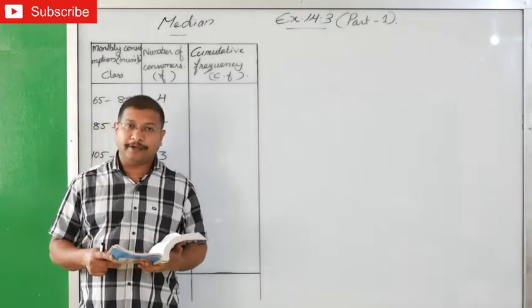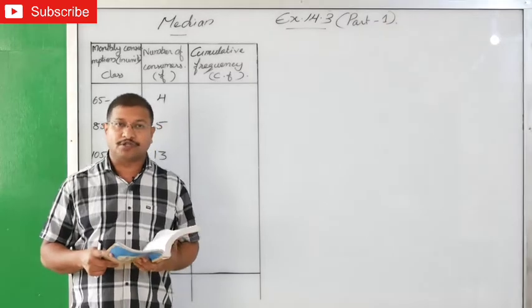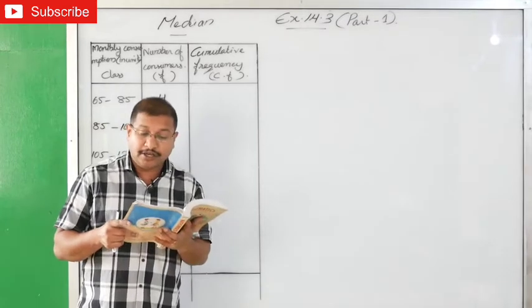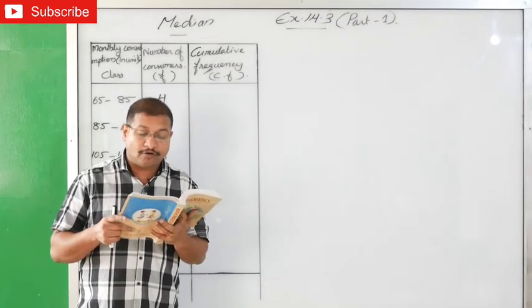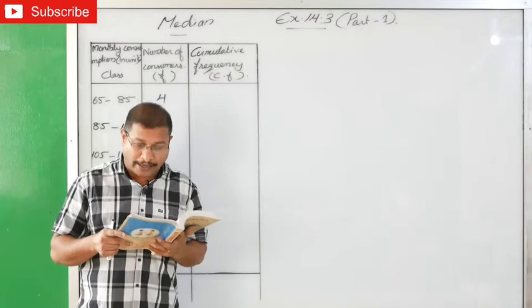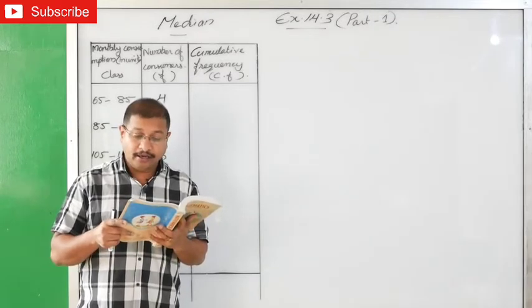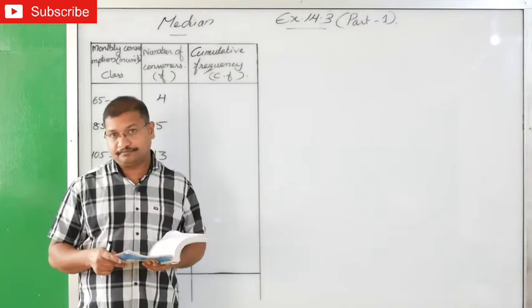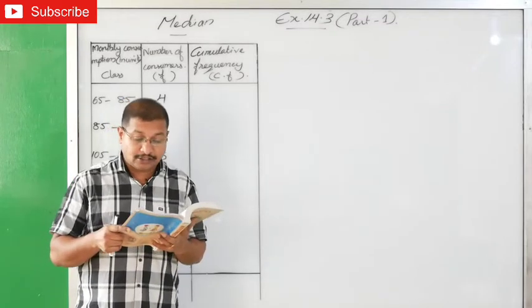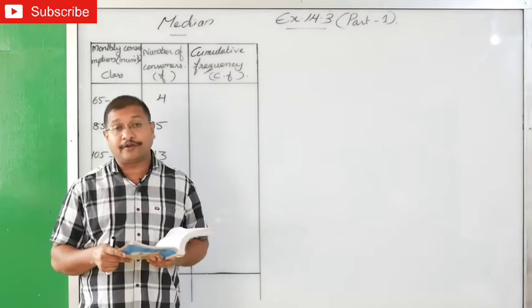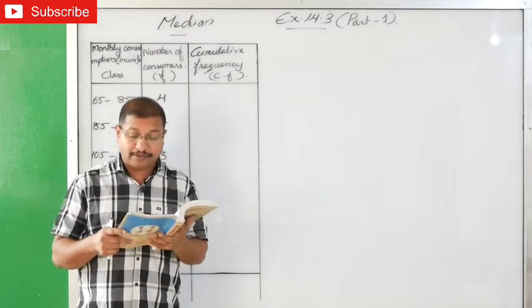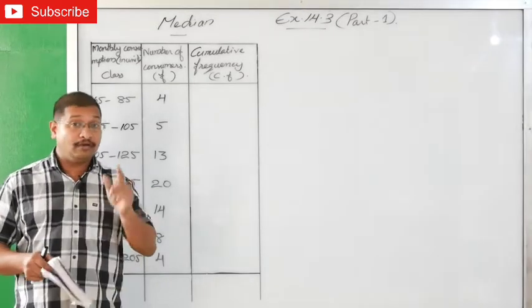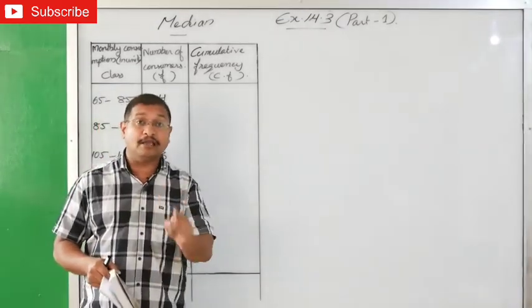So let us start the questions. Exercise 14.3, the first question. I'll read the question once. The following frequency distribution gives the monthly consumption of electricity of 68 consumers of a locality. Find the median, mean and mode of the data and compare them. The monthly consumption in units is given, 65 to 85, and it goes on. After that, the number of consumers is given. So first we need to find the median, after that mean and mode.